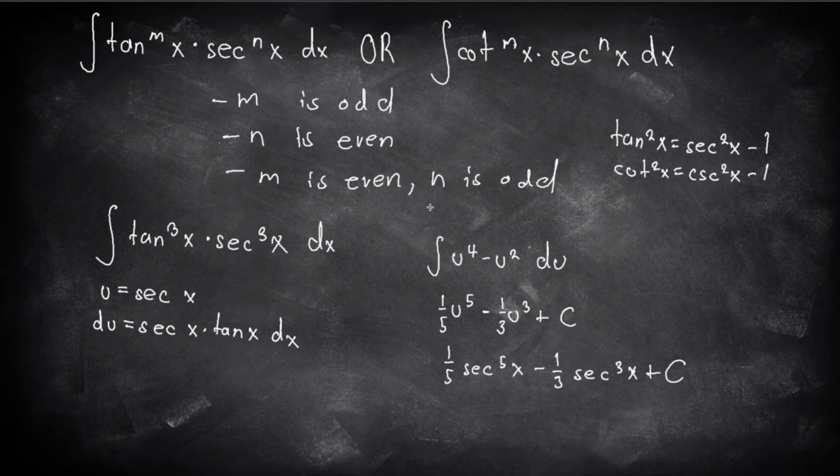And that's the process we use for this. It's just a variation of what we did for sine and cosine, but now working with tangent and secant, or cotangent and cosecant.